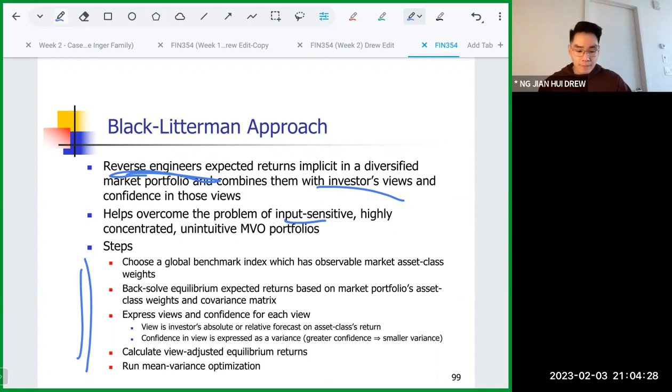So how the Black-Litterman approach works is, first you choose a global benchmark for the various assets, and then you back solve the expected returns. And then you add in the investor's view. After that you calculate the equilibrium again, using the mean variance approach that we did earlier. So the first two steps use a benchmark to back solve the various returns of the assets, then include the investor's view, and after that you use your mean variance frontier approach. So that's the Black-Litterman approach.